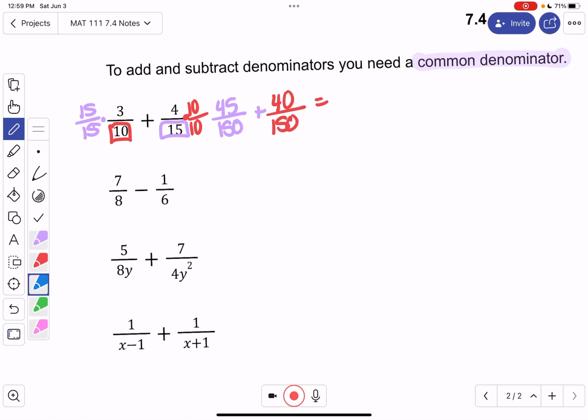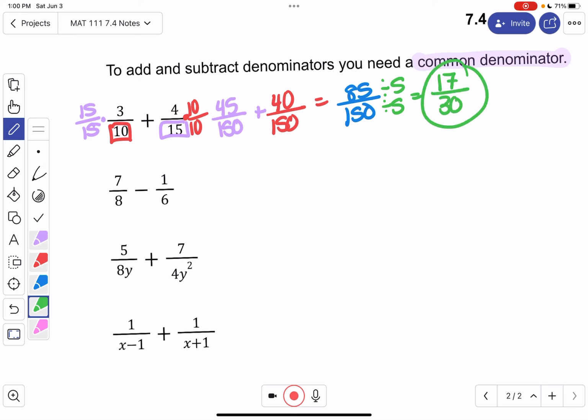If we add those together, we get 85 over 150. Then we simplify. These are both divisible by 5. 85 divided by 5 is 17. 150 divided by 5 is 30.